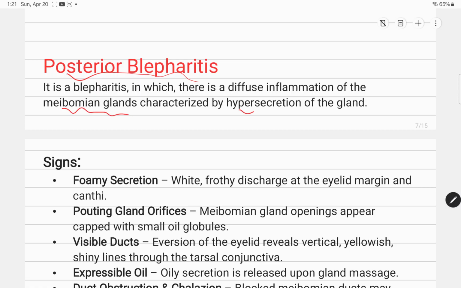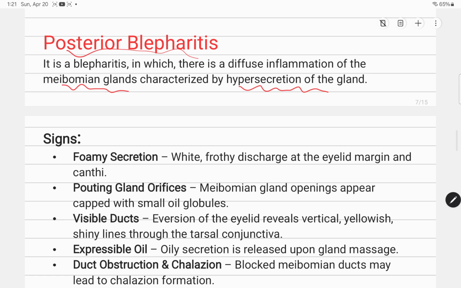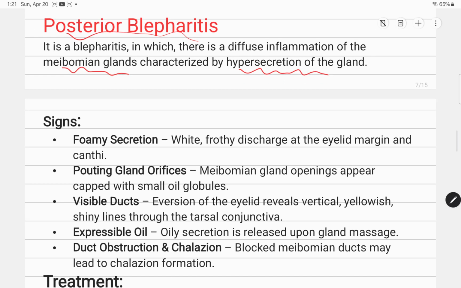So there is hypersecretion of these glands. Due to the hypersecretion, these signs may include foamy secretion, where the secretion becomes white or frothy. Okay, there is pouting of gland orifices, visible ducts, or extensive oil secretion. The duct may be obstructed due to a lesion.